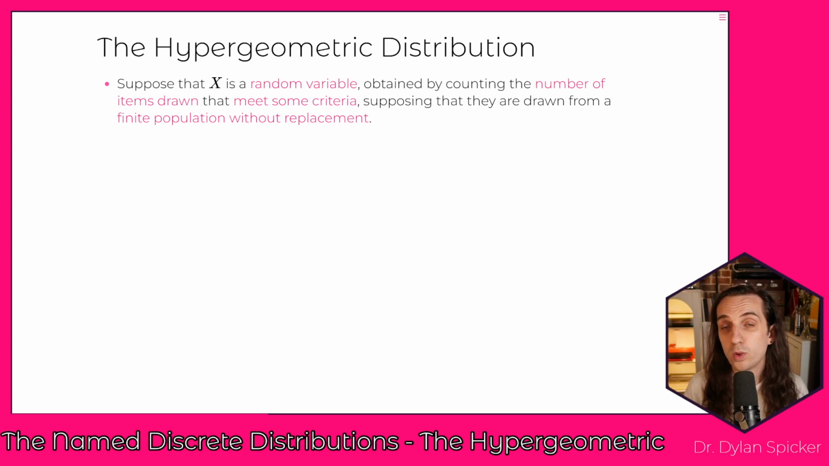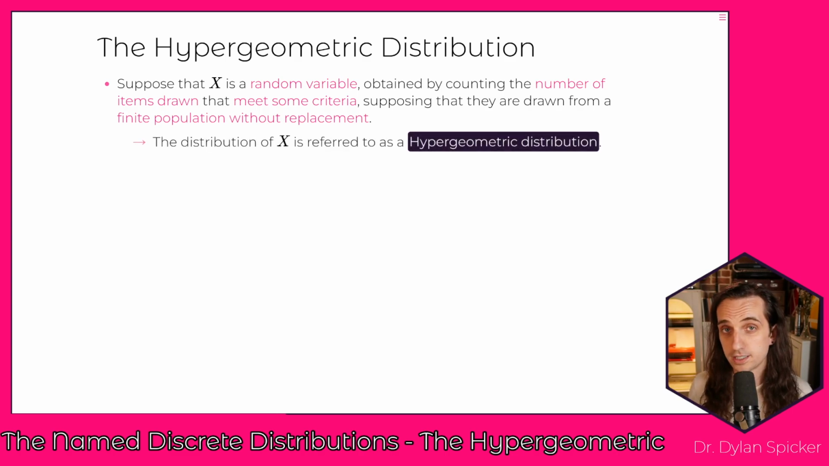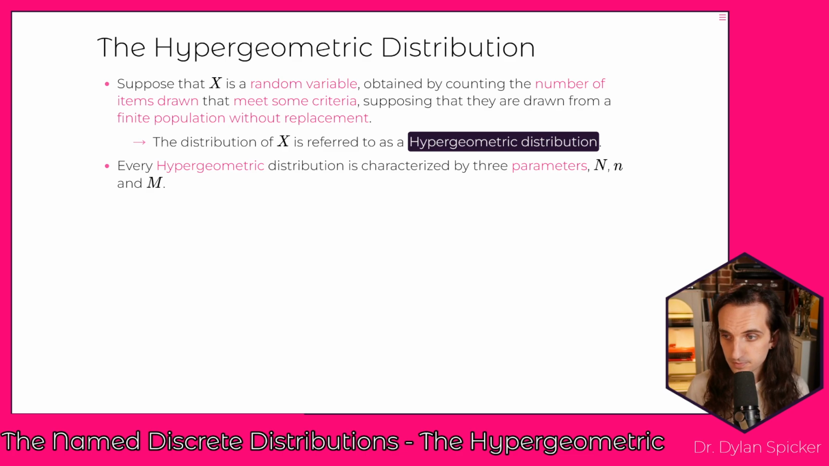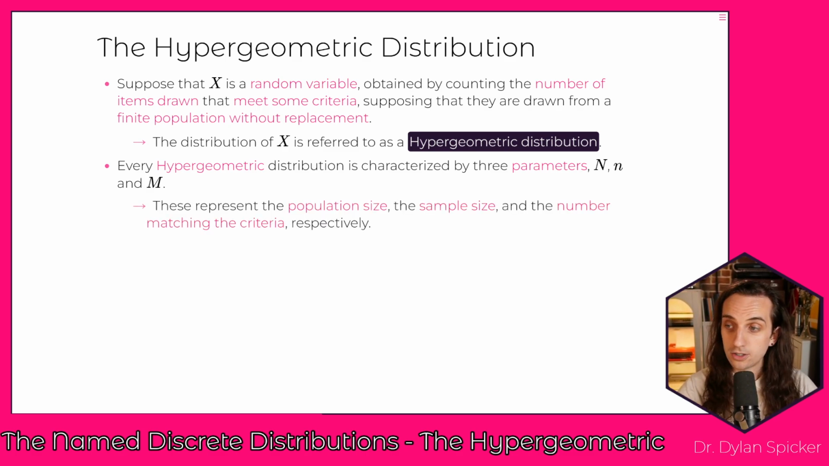Okay. If we then want to know, well, what's the distribution of x in this case, that is going to follow a hypergeometric distribution. So the distribution of x is referred to as a hypergeometric distribution. And when we're characterizing a hypergeometric distribution, there are three parameters of interest to us. So that's capital N, lowercase n, and capital M. These are going to represent the total population size. So capital N is the total number of items in the population. Lowercase n is the sample size, so how many we are drawing. And capital M is going to be the number in the population that actually meet our criteria.